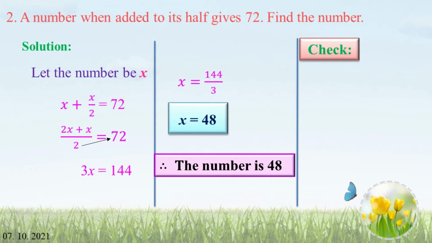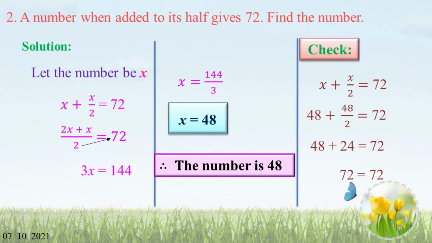Now, I check the result. Write x plus x by 2 equal 72. The value of x is 48. So, substitute in LHS: 48 plus 48 divided by 2 equals 72. Here 48 divided by 2 gives 24. 48 plus 24 equal 72. 48 plus 24 will get 72. So LHS and RHS are equal. Therefore, the value 48 is correct.